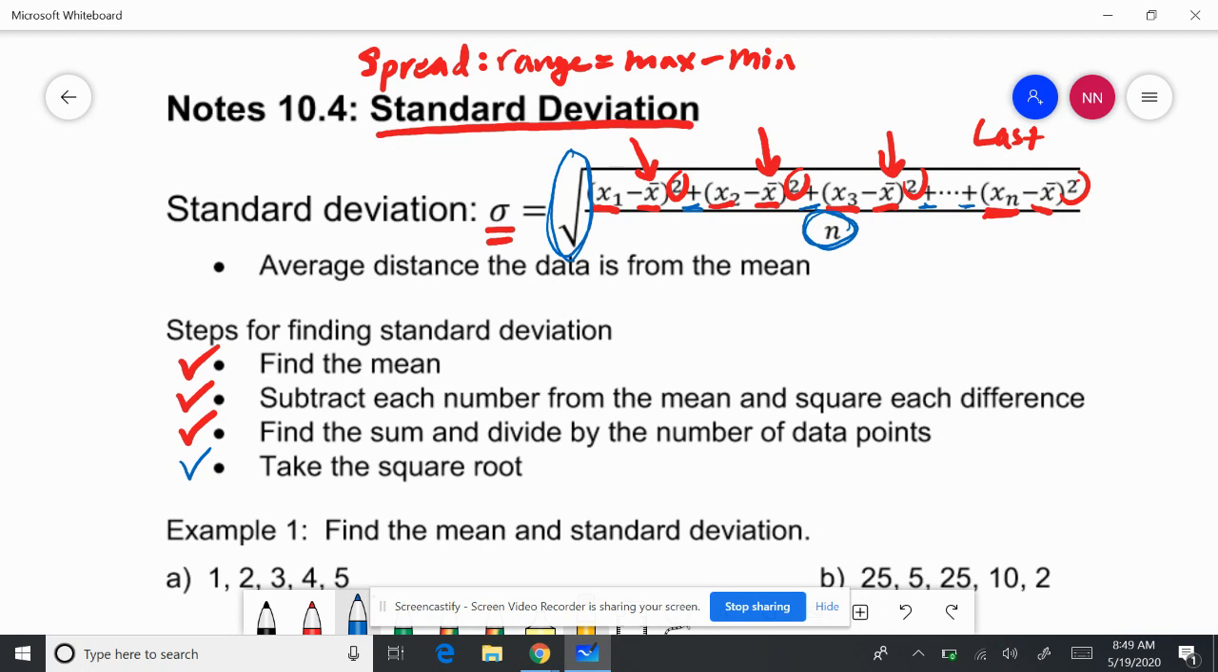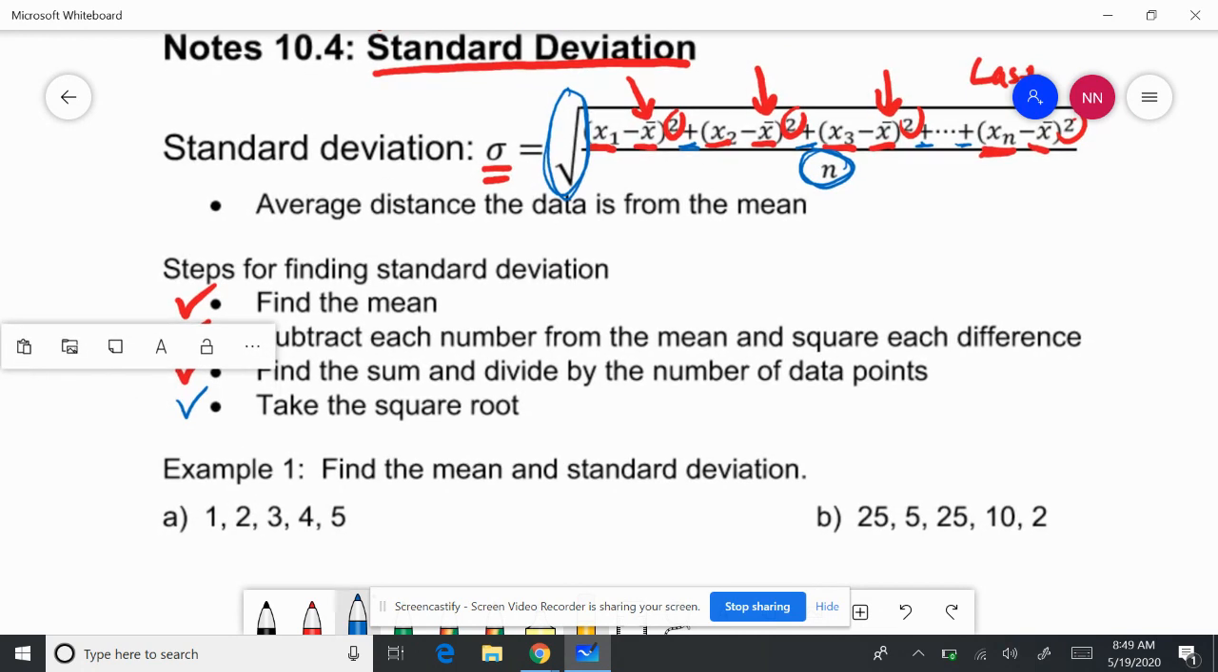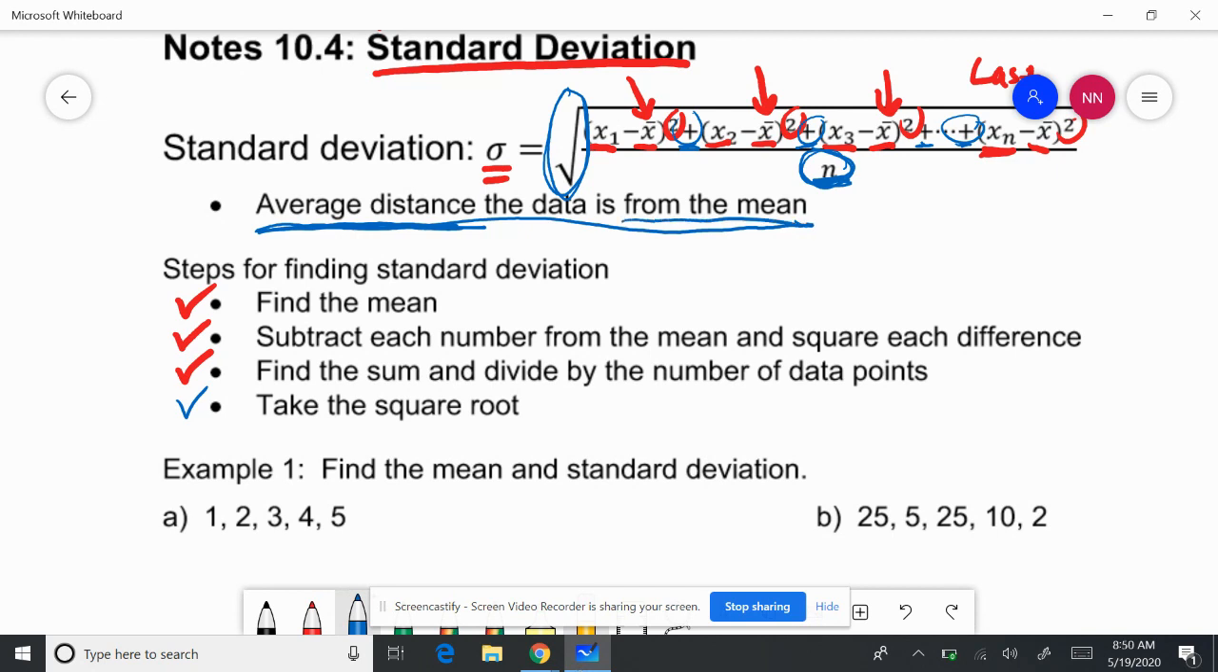We're going to do a few examples of finding the standard deviation. Then we're going to describe the standard deviation. How we describe the standard deviation is based off of this statement right here. The standard deviation is the average distance, and the average distance, remember, is when we add up all the numbers and divide by however many numbers there are. So it's the average distance, but it's the average distance from the mean. And the reason that it's from the mean is because we're subtracting it from the mean. And that's how we describe the standard deviation.